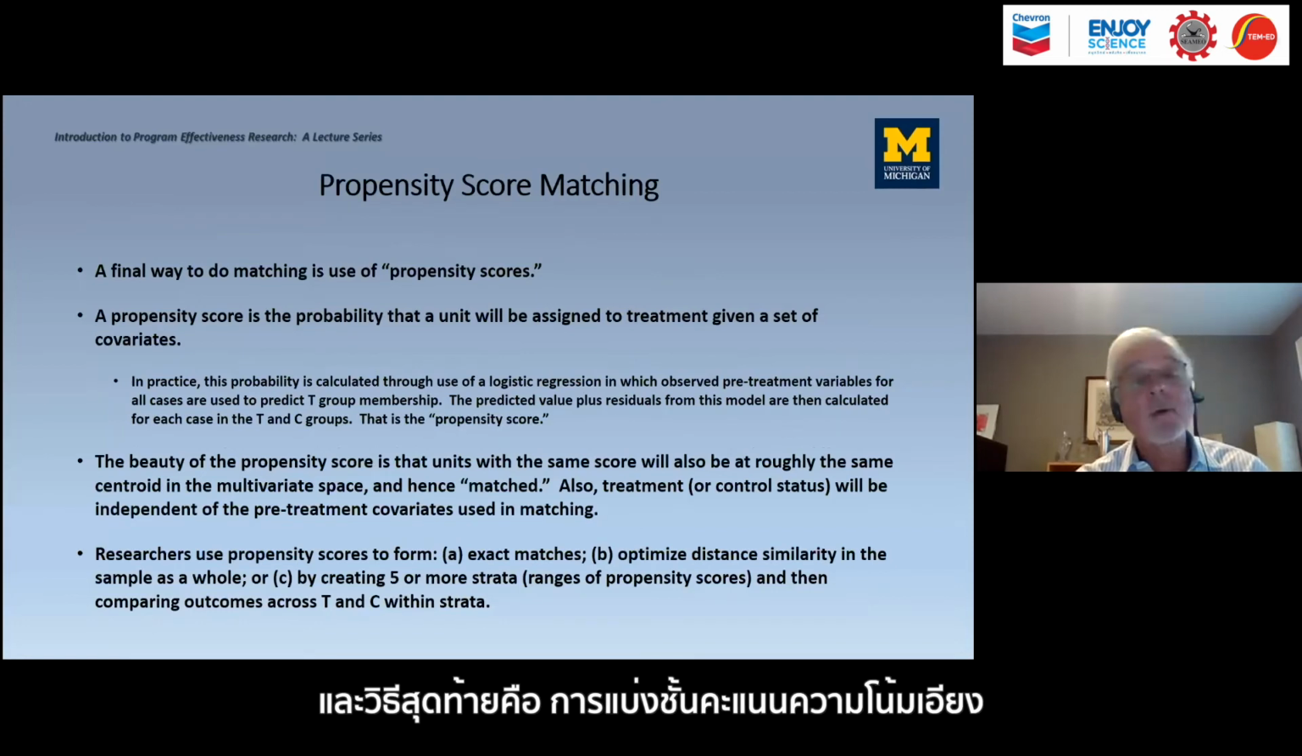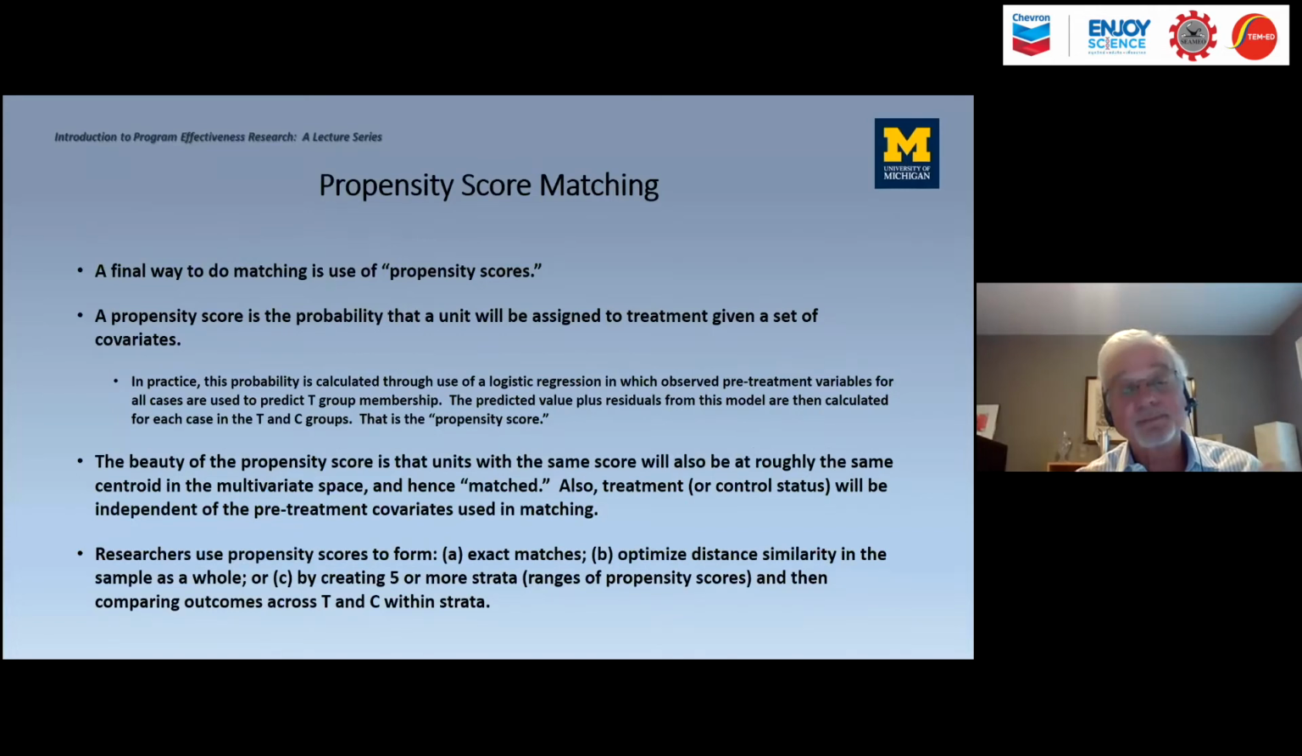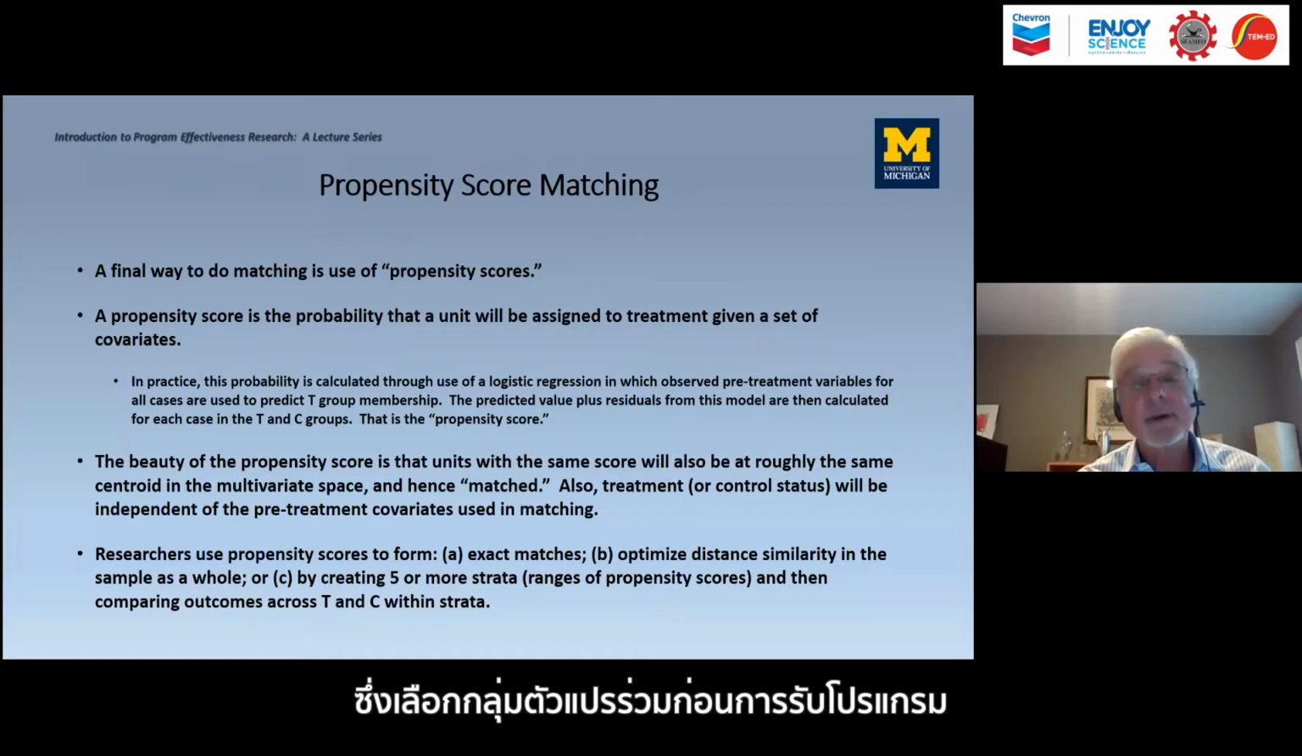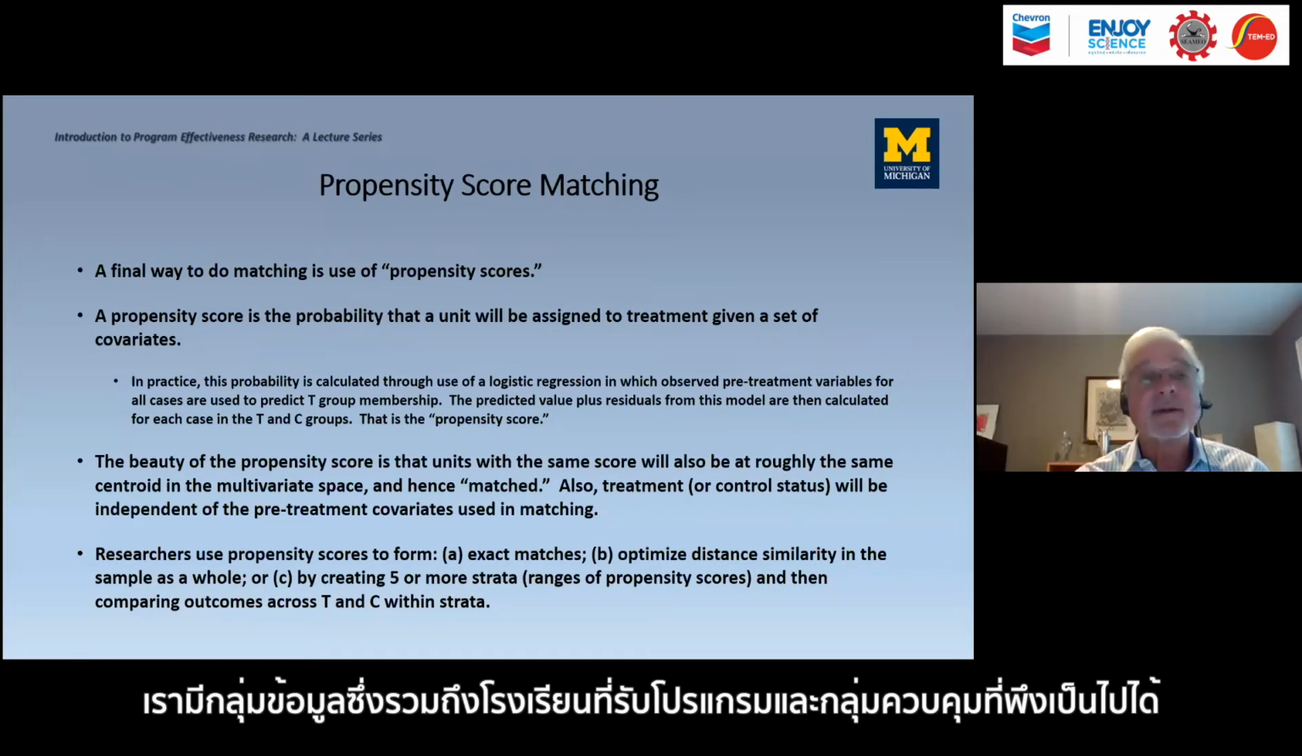And the final way is propensity score matching. Now, a propensity score is the probability that a given unit will be assigned to the treatment condition, given a set of pretreatment covariates. So in practice, we have a data set.